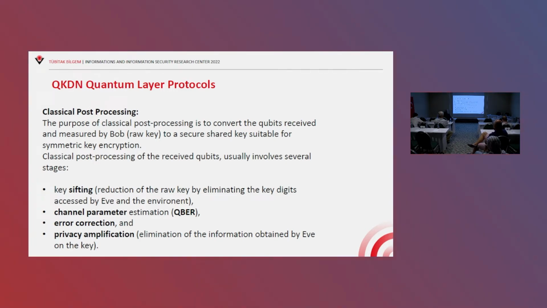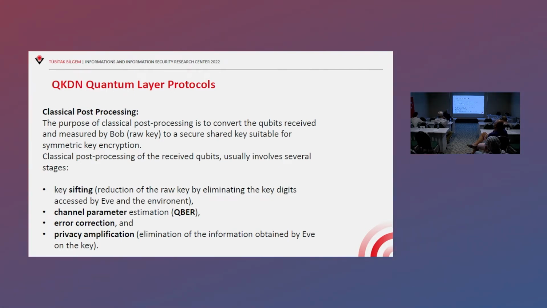And part of the raw key is also used for channel parameter estimation, a quantum bit error rate, basically. The error rate, there's also noise in the communication channel. And also there are, of course, measurement and other errors. So in real applications, one would need to estimate the communication channel parameters. And also there is error correction. This is classical error correction.